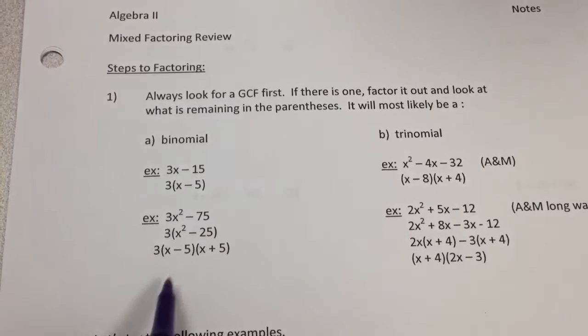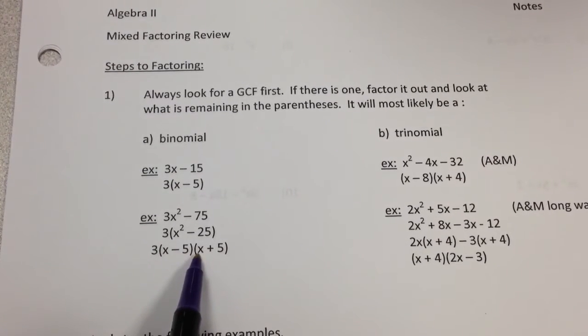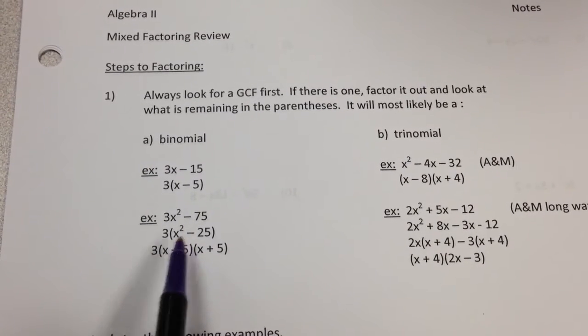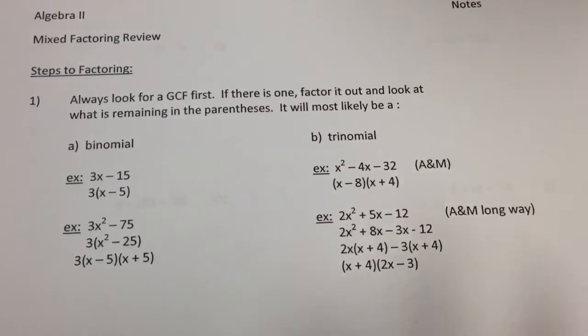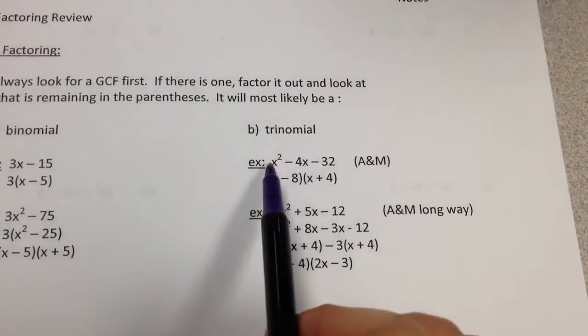And our signs have to be different so that when we multiply it and do our outside and inside terms, they'll cancel out. Notice we don't have a middle term right here, or an x term. Okay. Now we also factored trinomials where we have 3 terms.